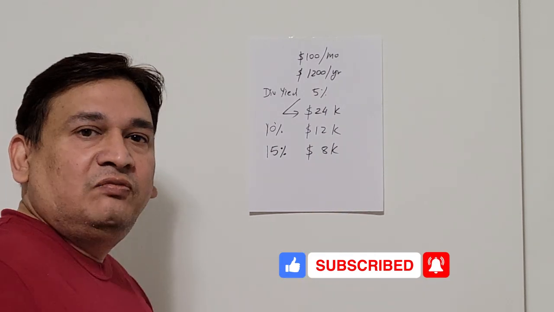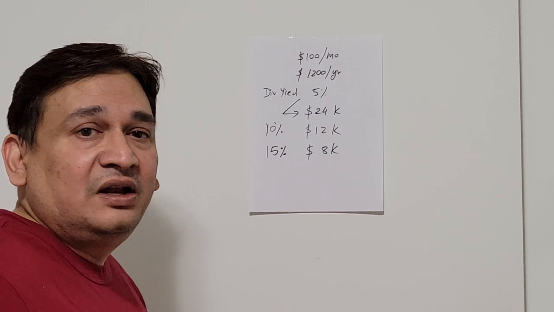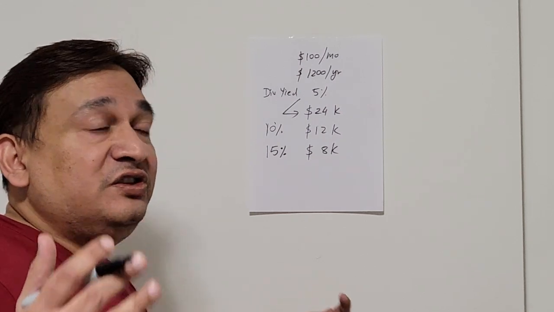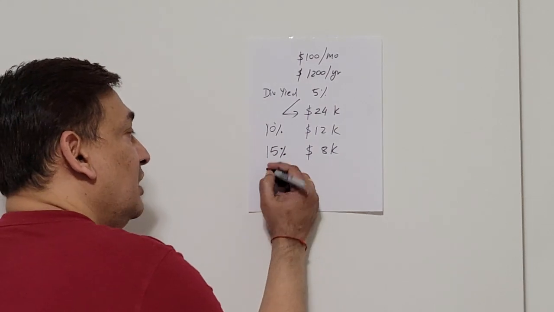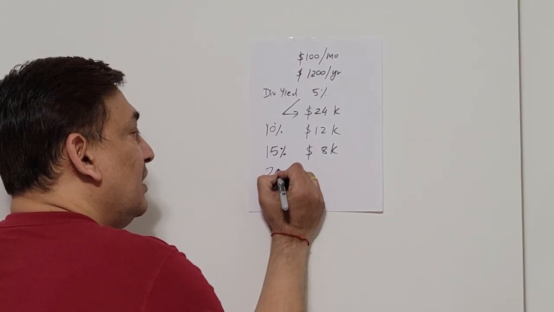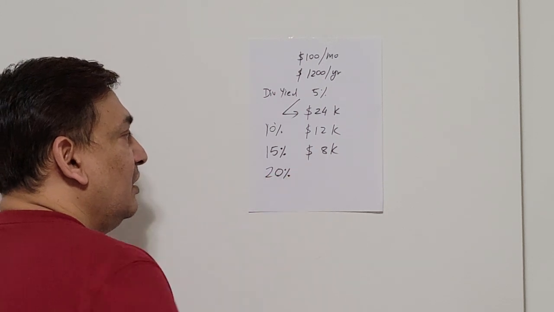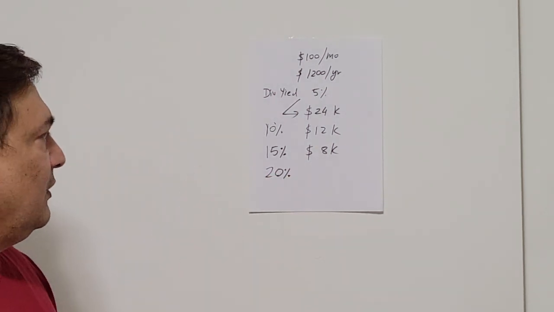Let's say you're even willing to go one step higher. You want to invest in something like high yield funds or zero DTE covered calls. There are new products coming up which are giving you higher yields. And if you are able to do that, you can reach up to 20%. And let's say 20% as an example.